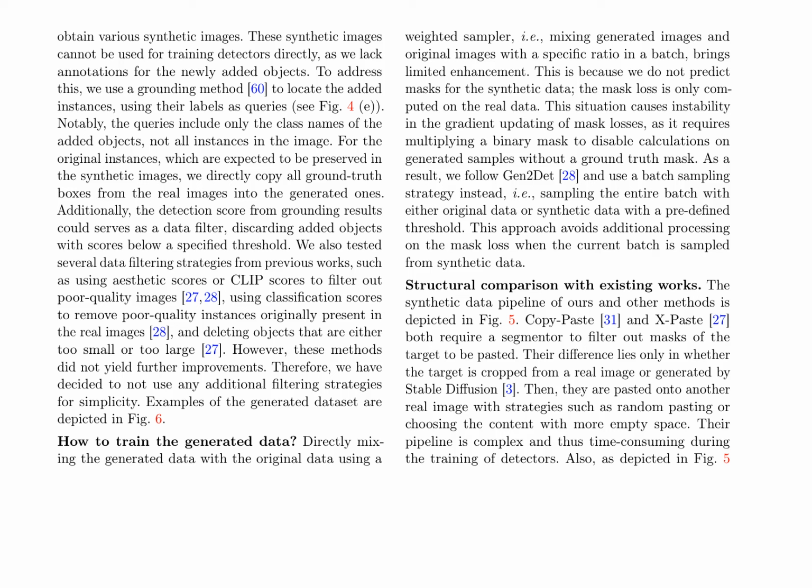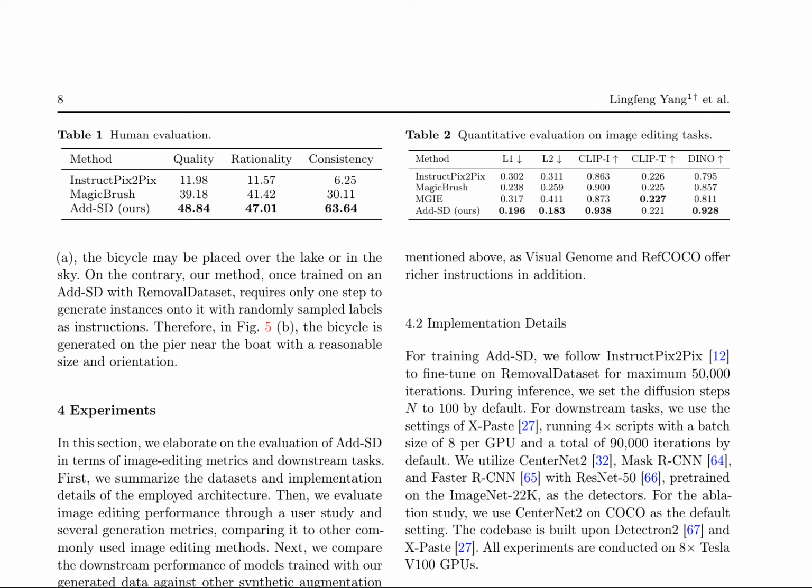To train on the generated data, the authors follow Gen2Det and use a batch sampling strategy instead of directly mixing the generated data with the original data using a weighted sampler. This approach avoids additional processing on the mask loss when the current batch is sampled from synthetic data. The synthetic data pipeline of AdSD and other methods is depicted in Fig.